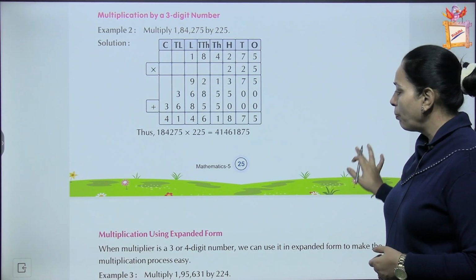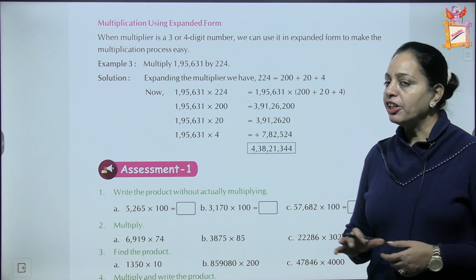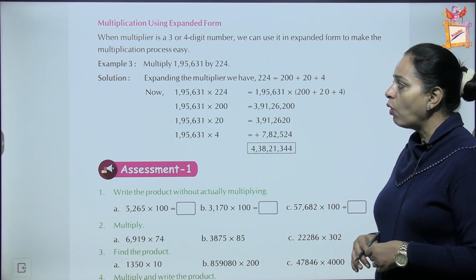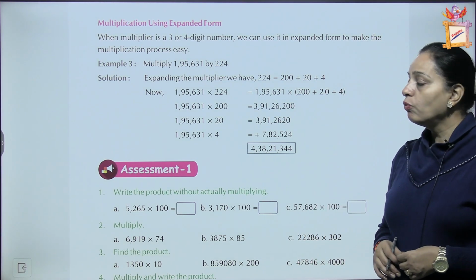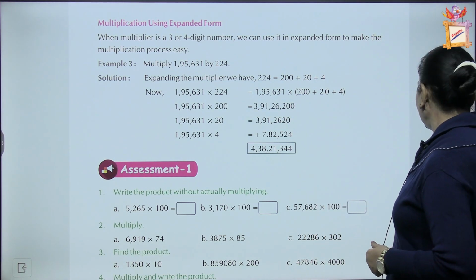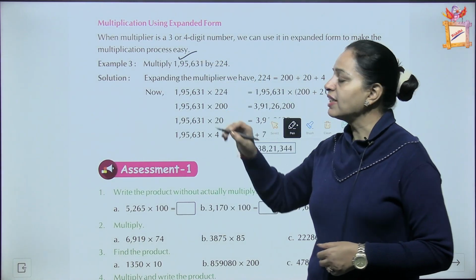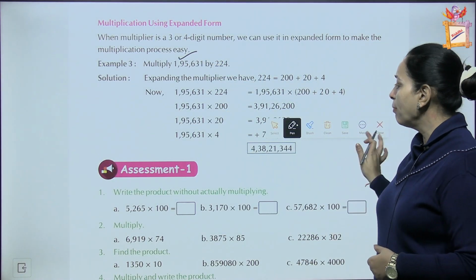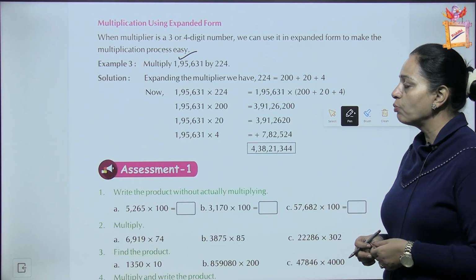Okay. So do the practice. This is very important. Right. Now multiplication using expanded form. When multiplier is a 3 or 4 digit number, we can use it in expanded form to make the multiplication process easy. हम क्या कर सकते हैं? Multiplier को expanded form में लिख देंगे and then we can do multiplication.